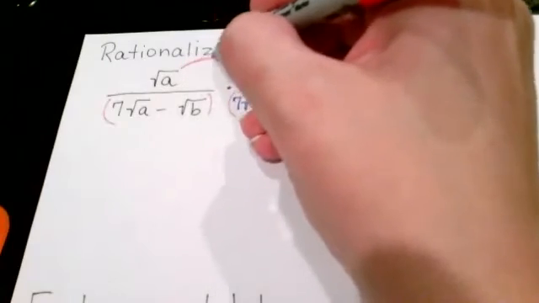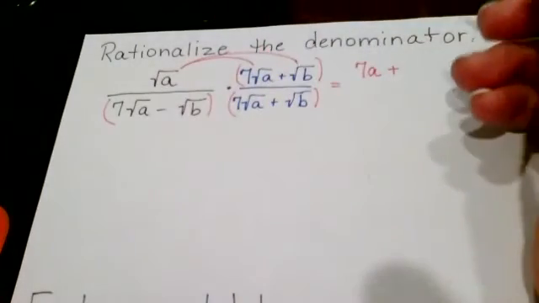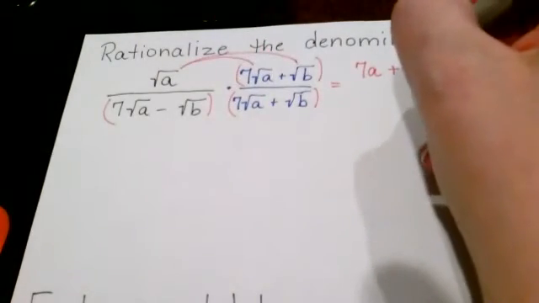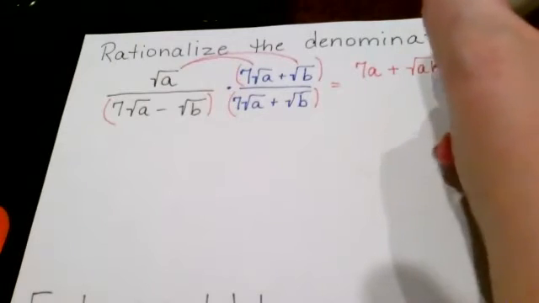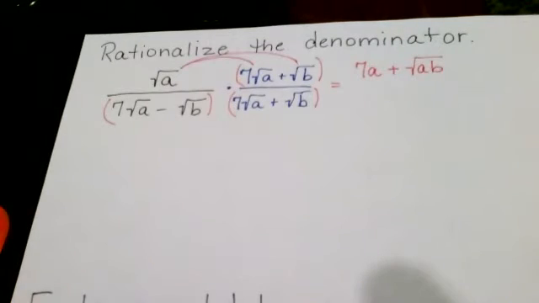Then let's multiply square root of a times square root of b. Because they're both under radicals, we can go ahead and multiply them as long as we keep them under a radical.